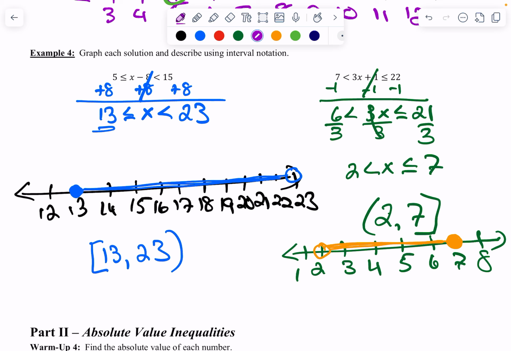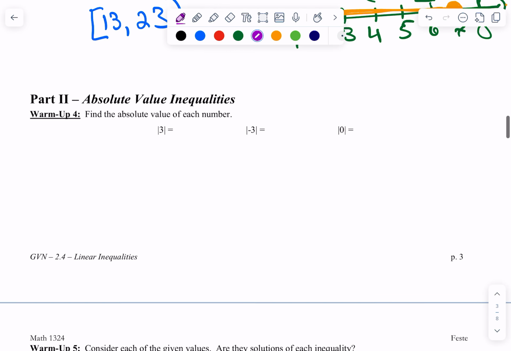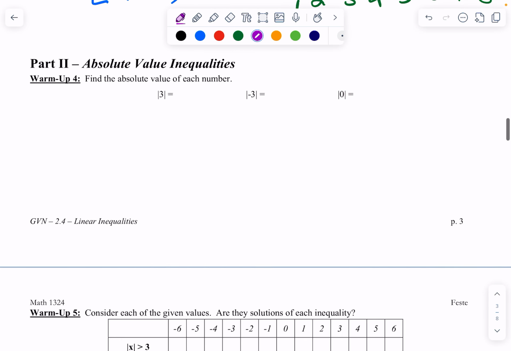Okay, so part 2, absolute value inequalities. First, we're going to look at absolute value as a number. So a reminder, absolute value means the distance from 0. So when we take the absolute value of something, we drop the sign. So I'm just going to draw here a number line.